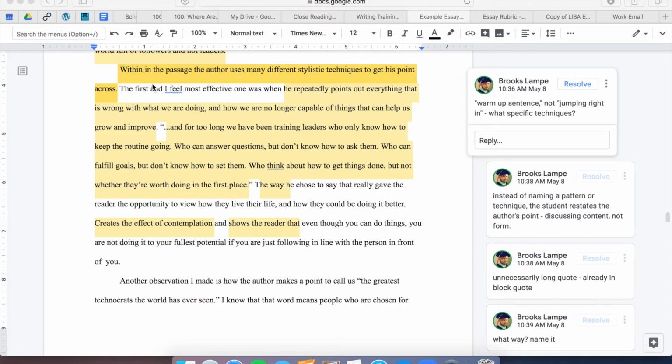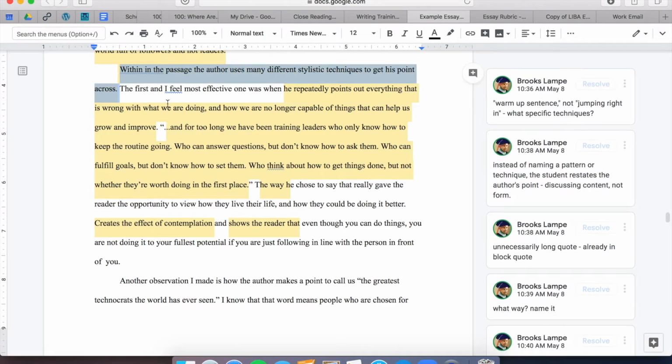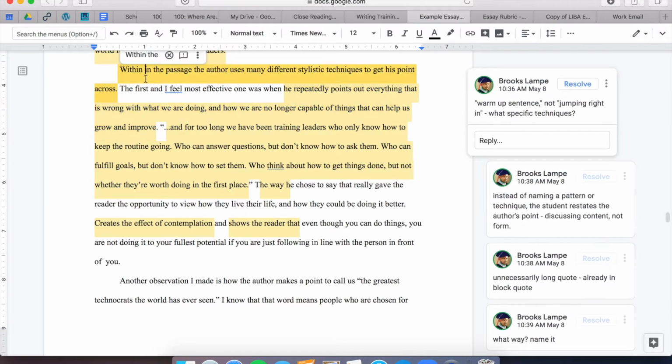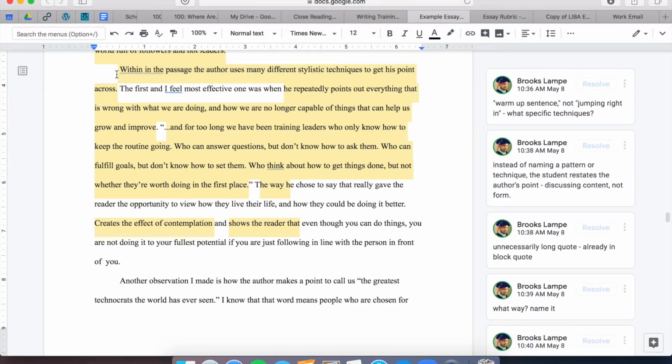So what you can see here is a few things. One is the student has not jumped right in. She has more of a warm-up sentence, but this sentence, unfortunately, has nothing to do specifically with this passage. This applies to every passage of every text ever written. Authors use techniques to make points. So this is a kind of throwaway sentence that is not really getting at the analytical point that she's hopefully developing here. So in a better, edited version, it would be gone, and it would be replaced with a strong topic sentence.